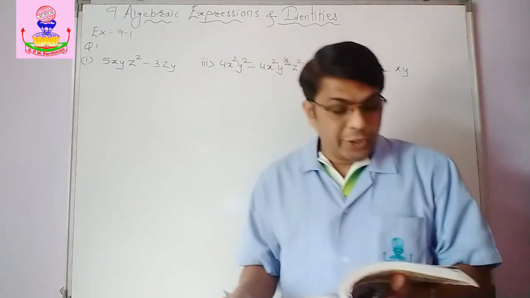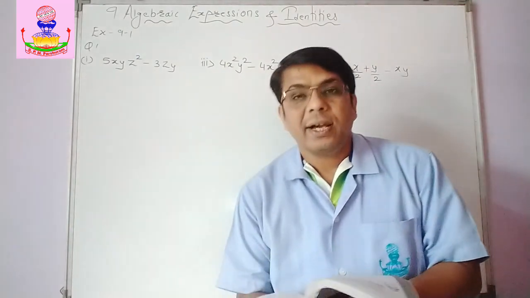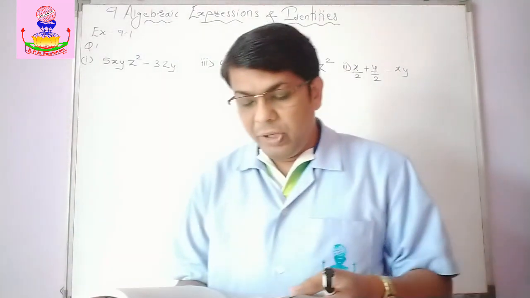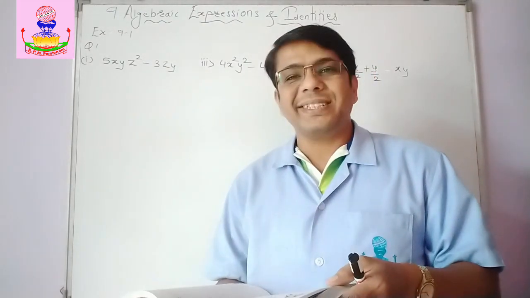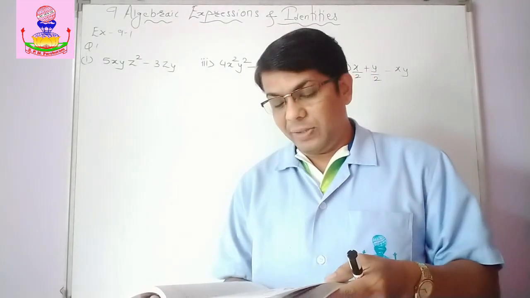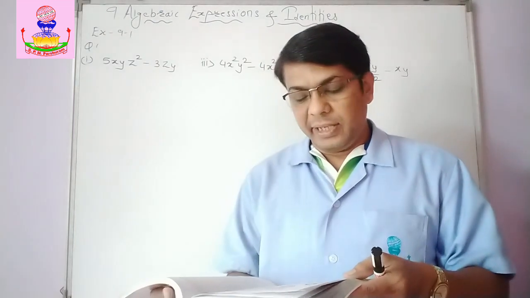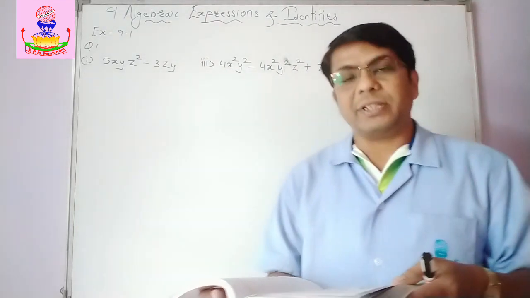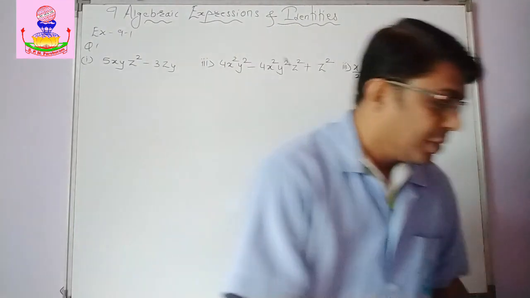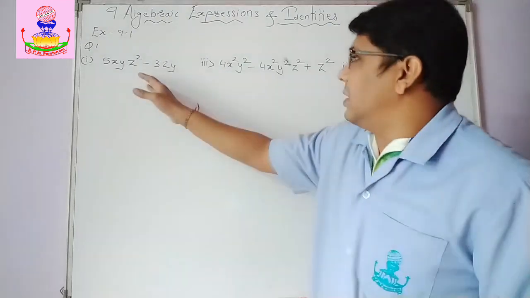Now see, exercise 9.1, question 1. Identify the terms and their coefficients for each of the following expressions. Now there are a total of 6 examples. I am going to solve 3 of them, first, third and fifth. So what you are supposed to do, you have to identify the terms and their coefficients. Okay, so the first one I have written here.